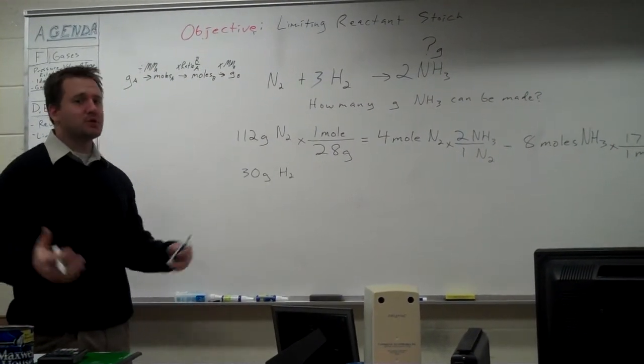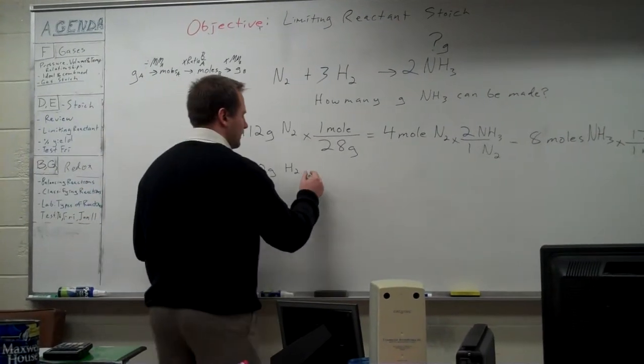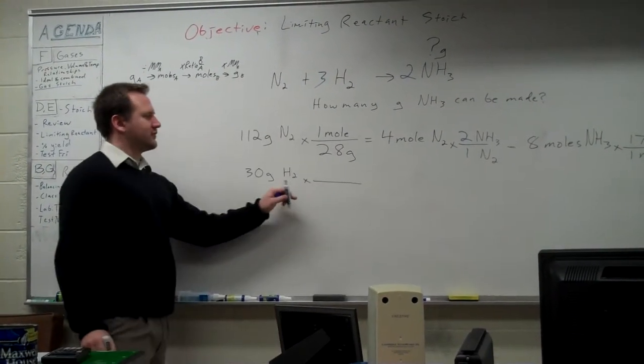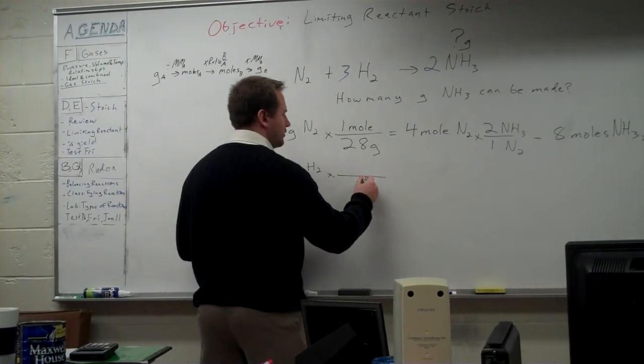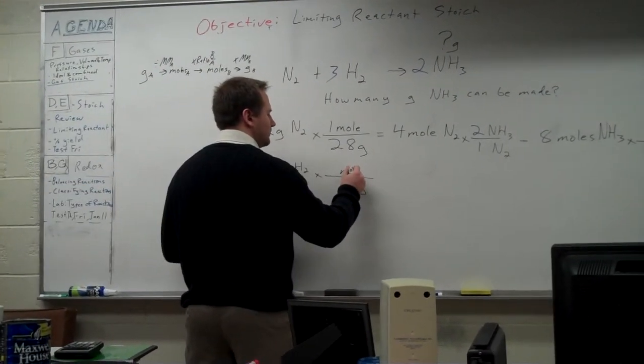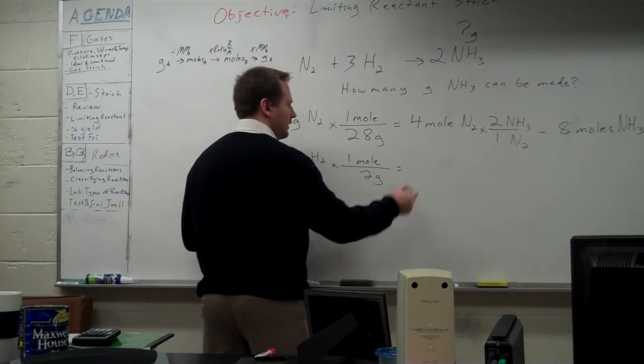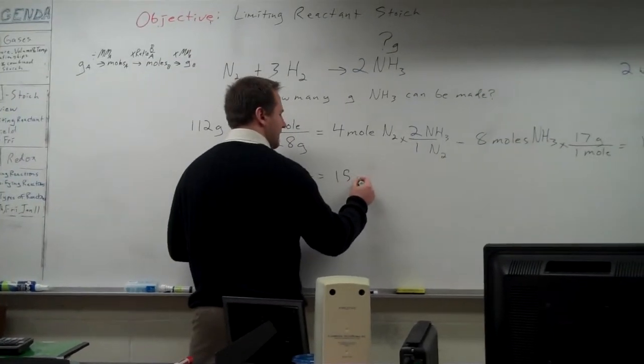Now we're going to find out how much we can make if we use up all the hydrogen. Seeing as how this is a different substance, it's going to have a different molar mass. Hydrogen's molar mass is only 2 grams per mole, meaning we're going to have 15 moles of hydrogen.